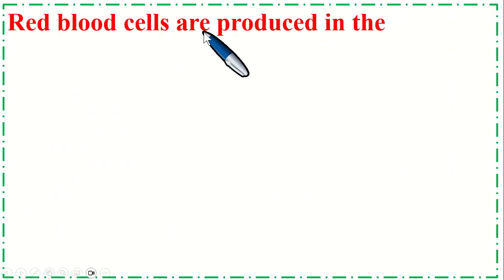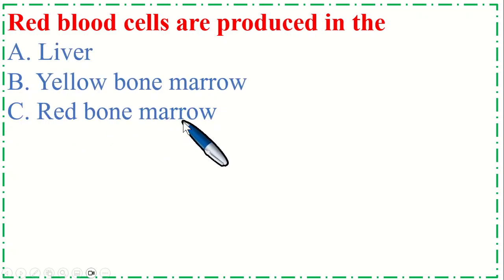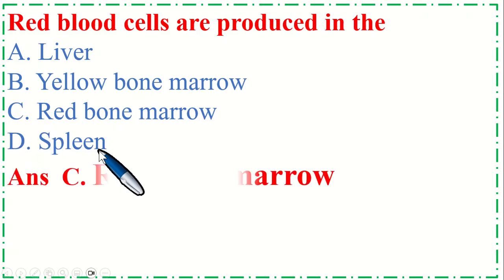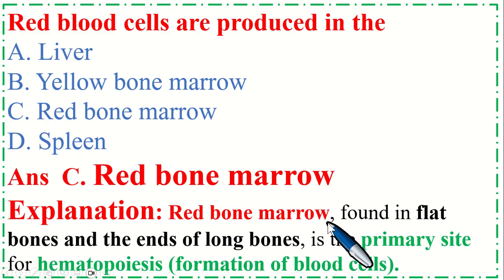Red blood cells are produced in the: option A liver, B yellow bone marrow, C red bone marrow, and option D spleen. So the correct option is C red bone marrow. Red bone marrow, found in the flat bones and the ends of the long bones, is the primary site for hematopoiesis, the formation of blood cells.